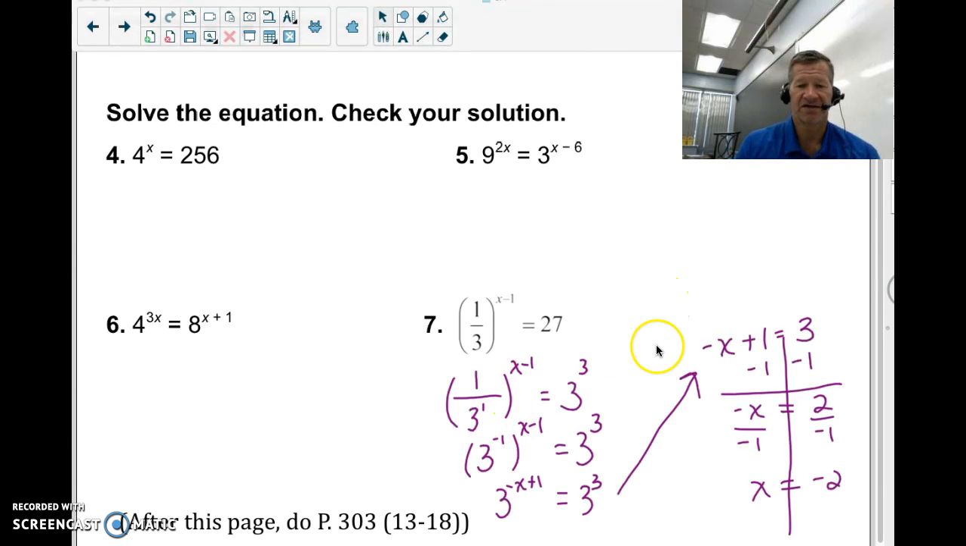Well, hopefully you paused. Did you get negative 2? I got an answer of x equals negative 2. Both 3 and 27 are powers of 3. This is 3 to the first and 3 to the third. Bring the 3 up to the top, it becomes 3 to the negative 1. Make sure you distribute the negative 1 to get negative x plus 1. Set the exponents equal to each other. Subtract 1 and divide by negative 1, and there you go. x equals negative 2. All right, that finishes up section 6.4.